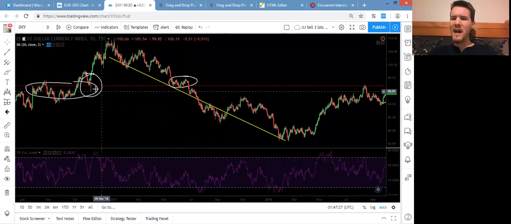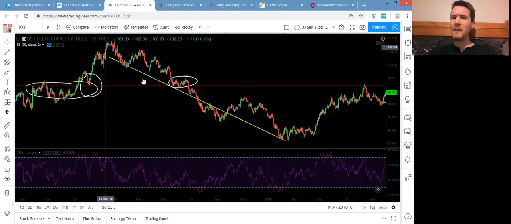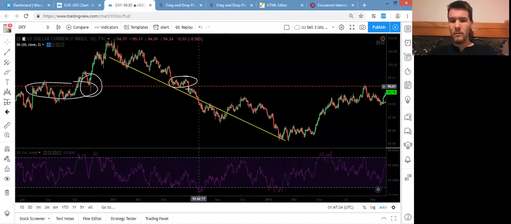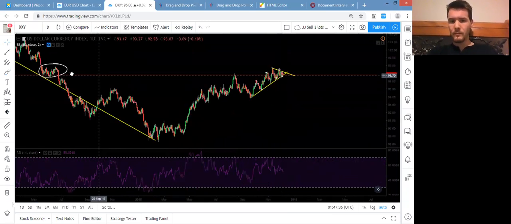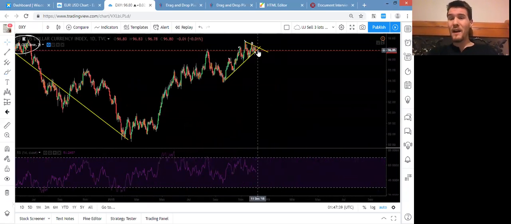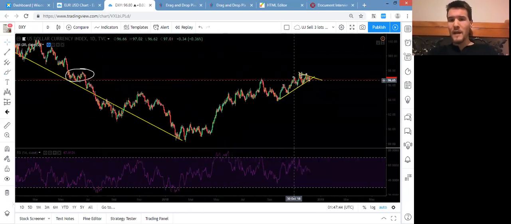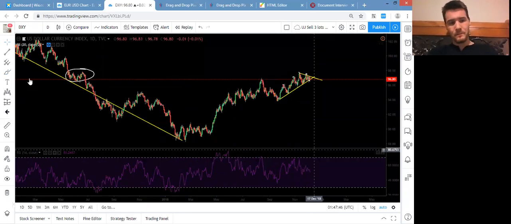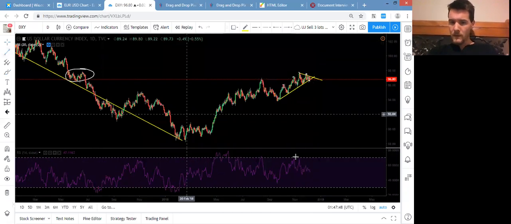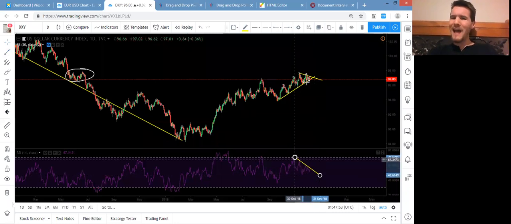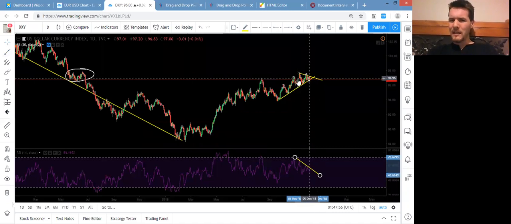Rejection of that zone. Continuation to the upside. So, if we go over here, we're right there. Okay? So right now what I'm seeing is downward movement on the RSI, but it's consolidating here. I'm a little concerned about that, okay? And let me tell you why.